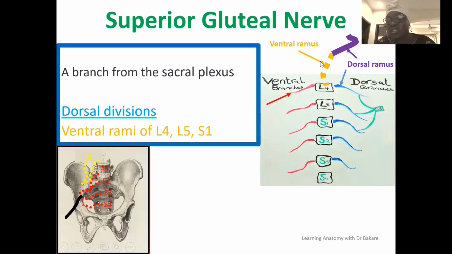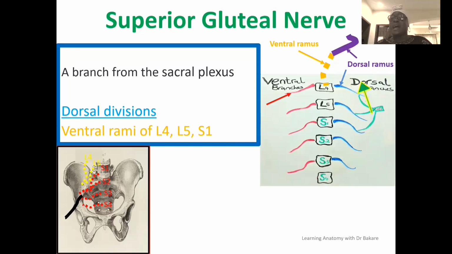So we will be focusing on this ventral rami, this ventral rami from L4, L5, and S1. But more specifically, this ventral rami is also seen to further subdivide into the ventral division and also the dorsal division. So you see the ventral branch and also the dorsal branch, but specifically it is from the dorsal branches of the ventral rami from L4, L5, and S1 spinal nerves that the superior gluteal nerve emerges from.